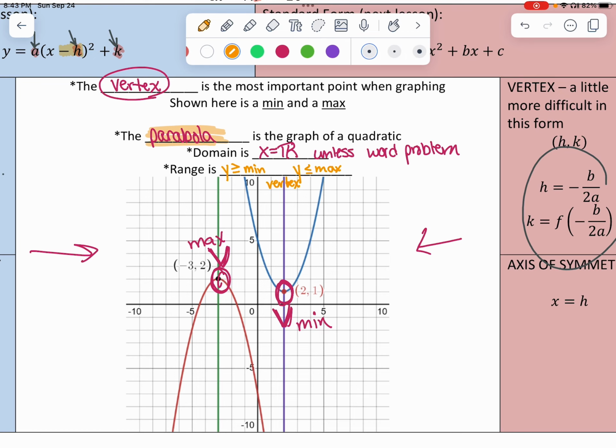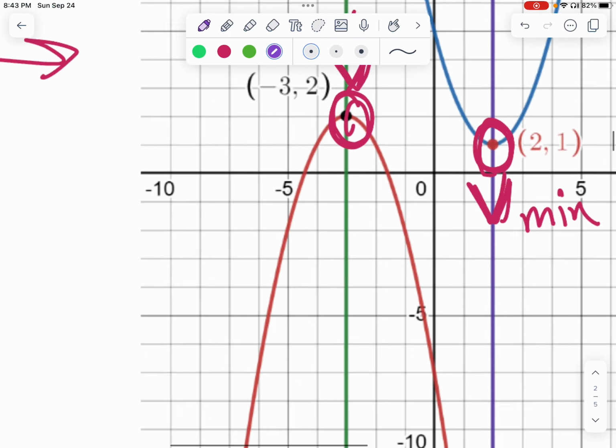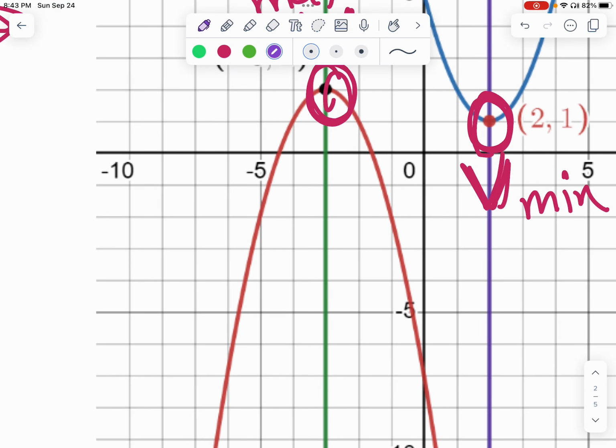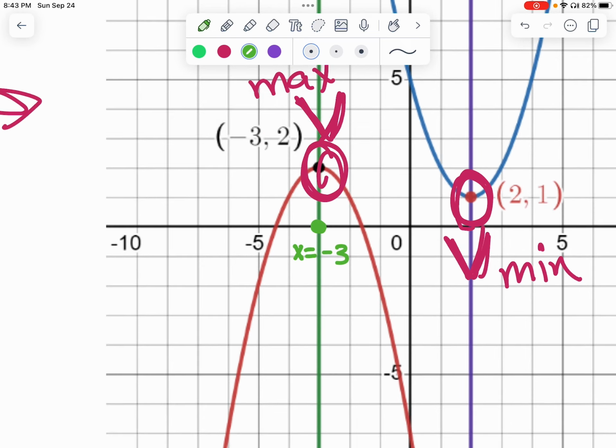For example, in this graph here, let's look at this red graph, okay? Do you see this green line? I may as well trace it in green. That's your axis of symmetry. And you can see that the axis of symmetry occurs at x equals -3. And that is because the vertex happens at -3 too.